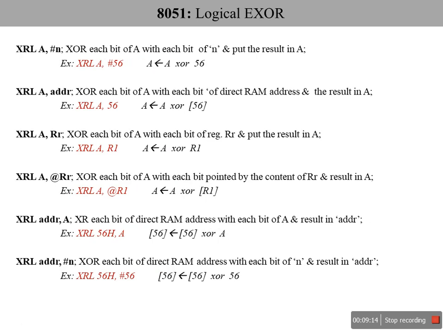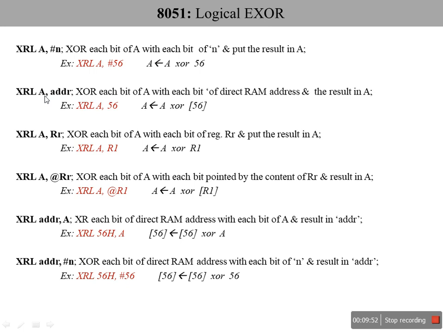Coming to the XOR operation, XOR operations are also similar to OR operations of 8051. Here, XRL A comma #n. The immediate number which is mentioned here will have a logical XOR operation with the content of the accumulator, and the result will be in the accumulator. For example, XRL A comma #56. This immediate number 56 will be logically XORed bit by bit with the accumulator content, and the result will be in the accumulator. Like this, here XRL A comma address.